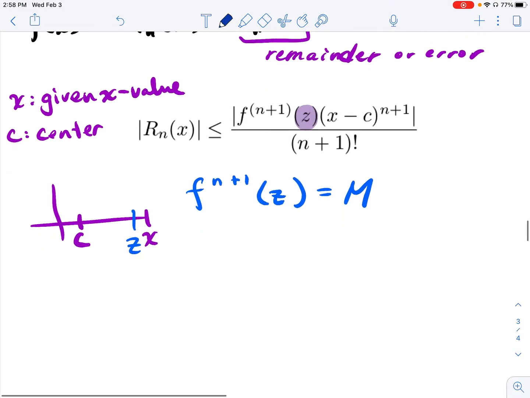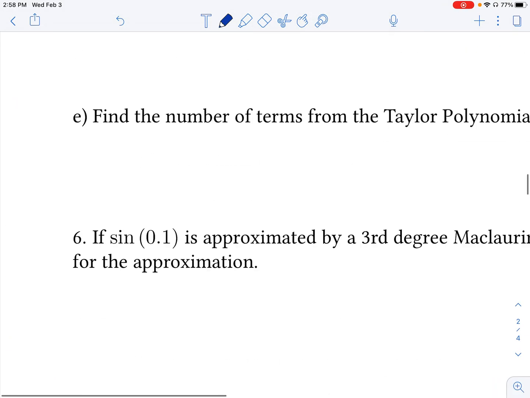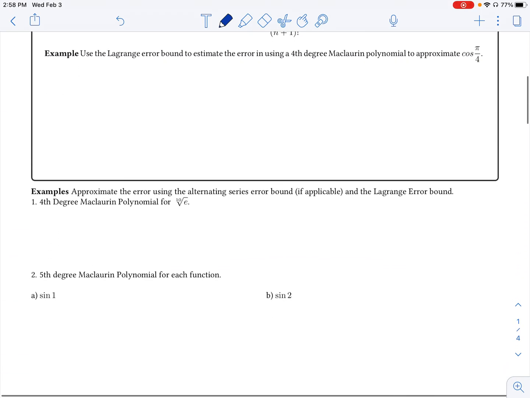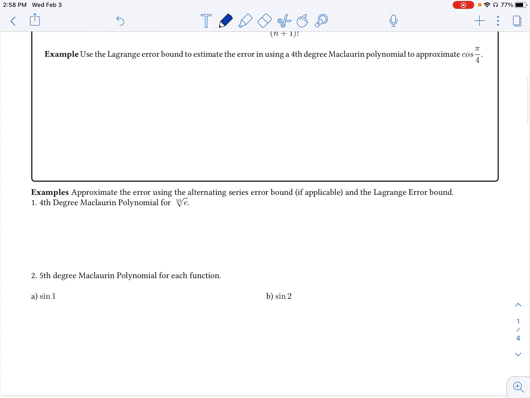Okay, so let's try an example. This example here is this example up here in the notes. We're going to do this problem right over here, but I just want a little bit more space to work with. But know that we're trying to use a 4th degree Maclaurin polynomial to approximate cosine of pi over 4.